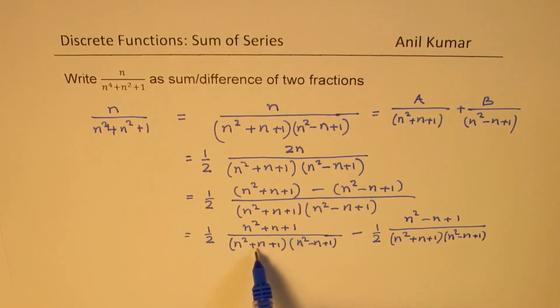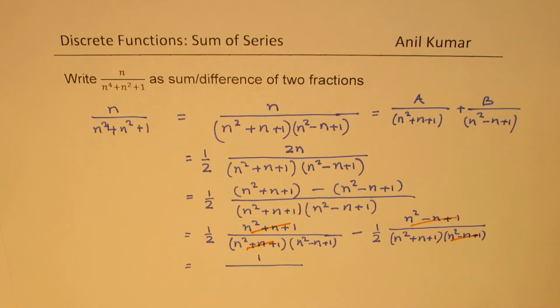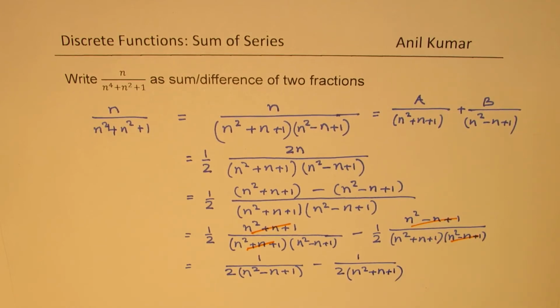Correct? Now this factor cancels and you're left with 1 over. So these two cancel, right? Plus 1 terms cancel. Here the minus 1 cancel, right? So what you get is 1 over 2 times n square minus n plus 1. And here you get half of 1 over n square plus n plus 1. Do you see that part? So that is how we get this as a difference of two fractions.